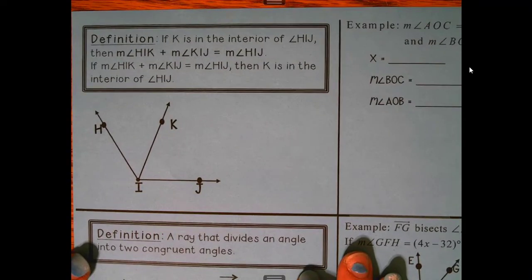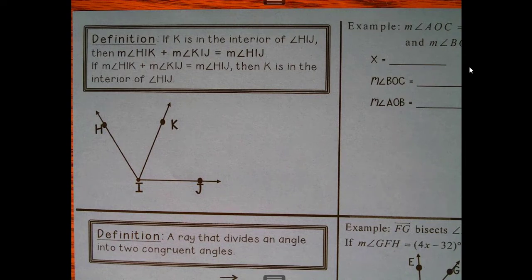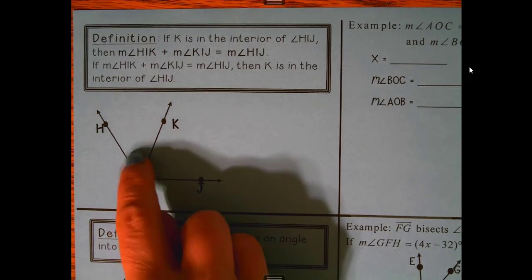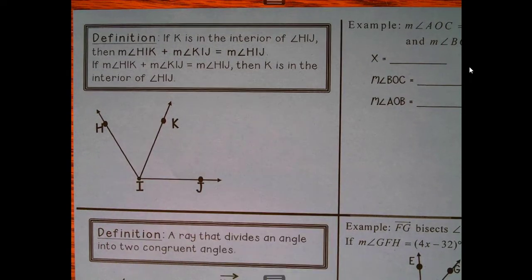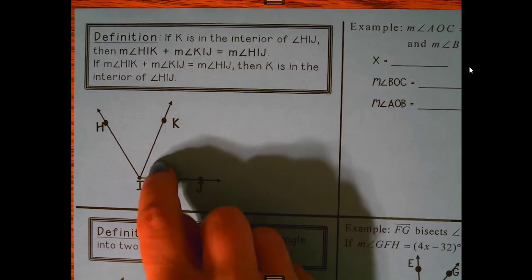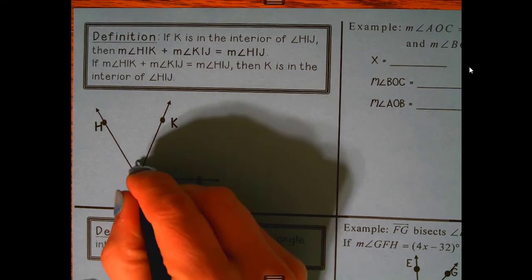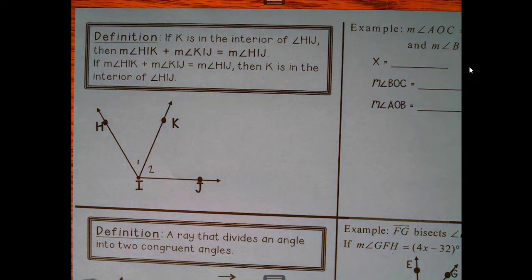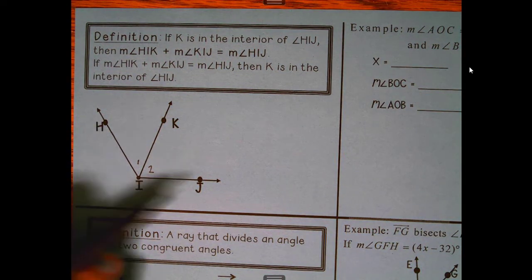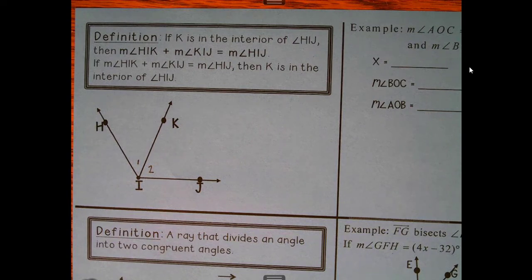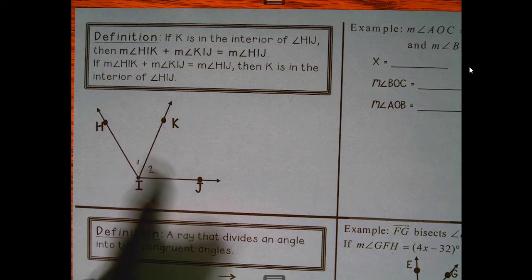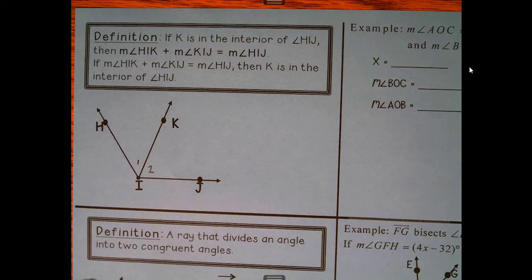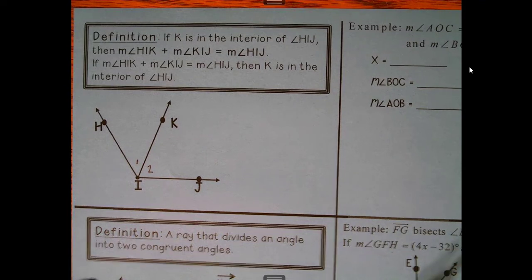All right, so go ahead and flip it over. The definition: if K is in the interior of angle HIJ, then the measure of HIK, that would be this measure right here, and then the measure of KIJ, this one right here. So I could even number them. This is angle 1 and this is angle 2. So both of those together are going to give you HIJ. Okay, so that kind of makes sense. And we're talking about the interior of those angles. And so let's go over and take a look at an example.